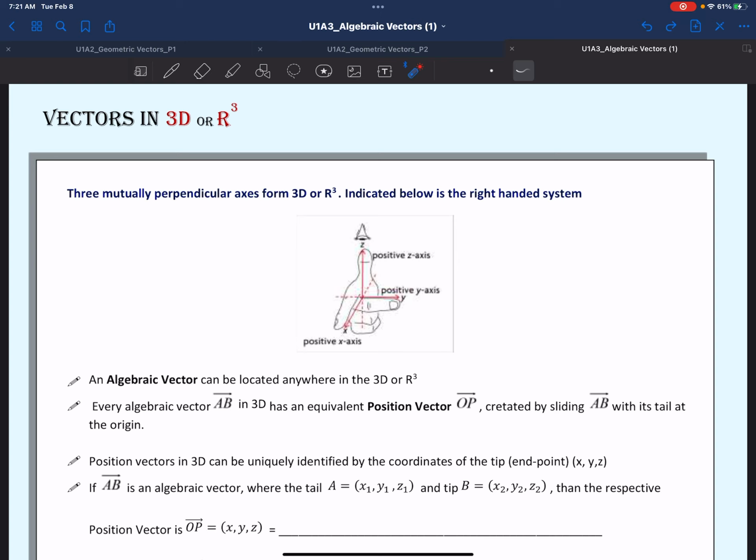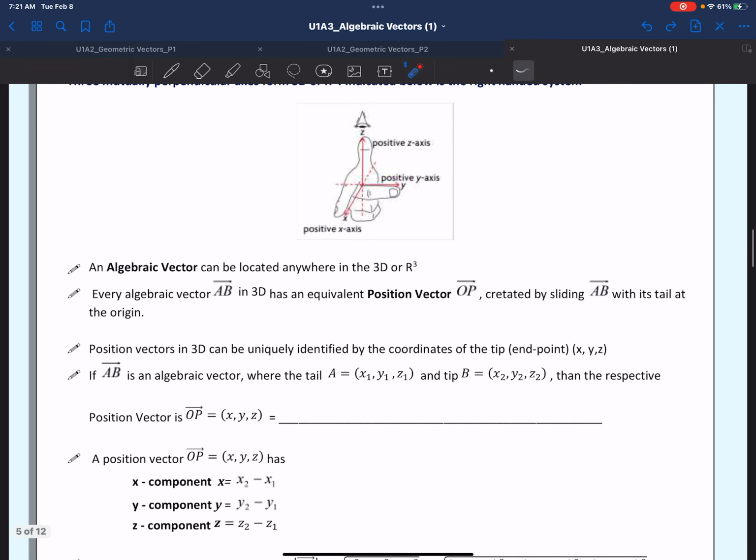So an algebraic vector can be located anywhere in 3D or R3, just like in R2. So every algebraic vector will have a respective position vector, which is created by sliding the algebraic vector with a tail at the origin. So nothing different than algebraic vectors in 2D. Position vectors can be uniquely identified by the coordinates of the head. Again, same as in 2D.